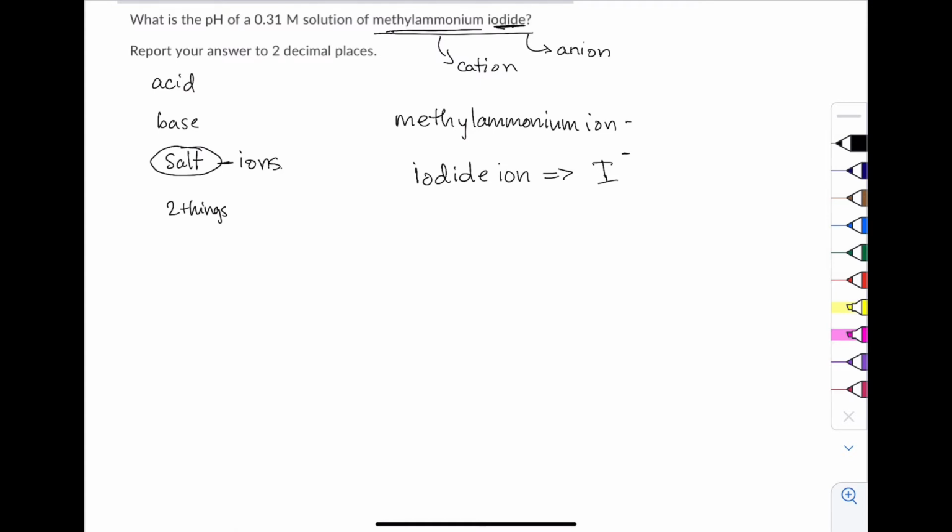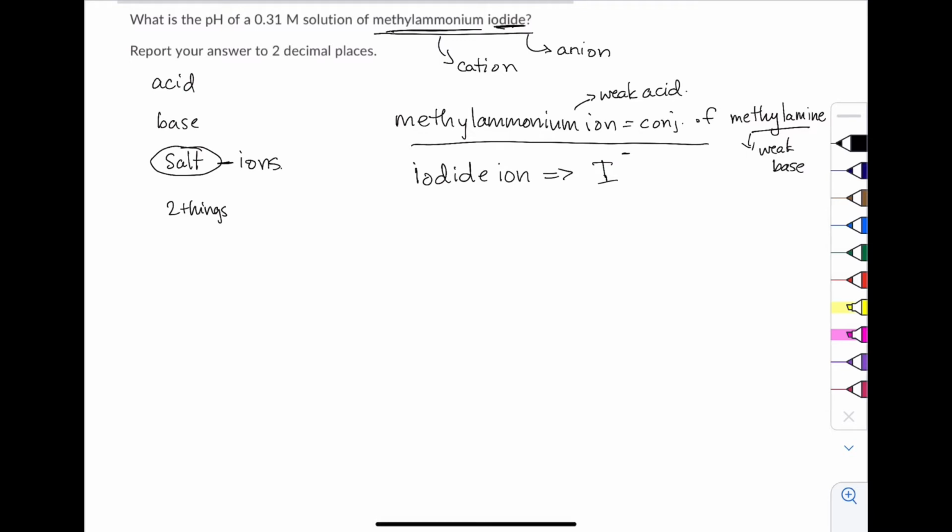So this is the conjugate of methylamine, and methylamine is a weak base. And therefore the conjugate is a weak acid. So the methyl ammonium ion is acidic. And that's what we have to do for the ions. Each ion we identify as acidic, basic, or neutral. So we've identified that the methyl ammonium ion is acidic.